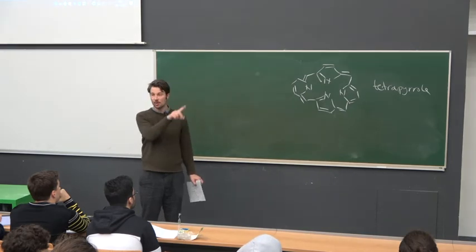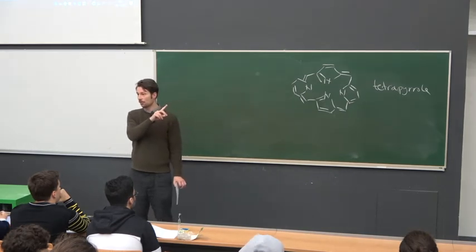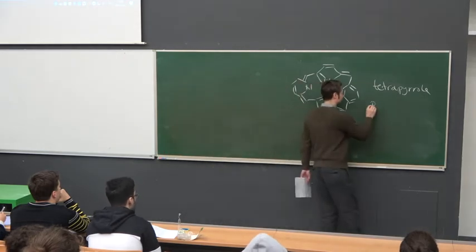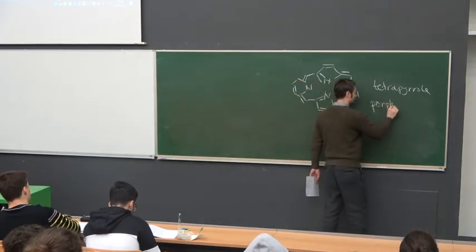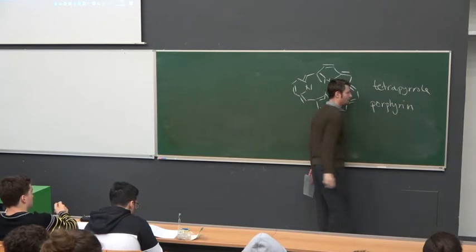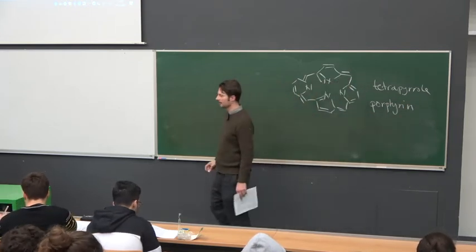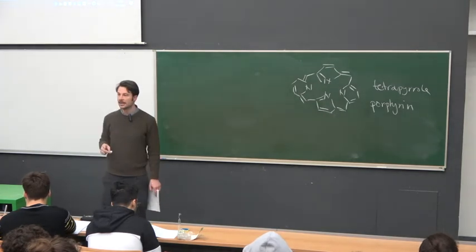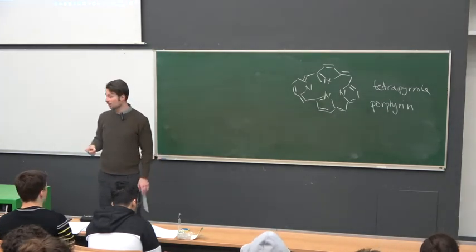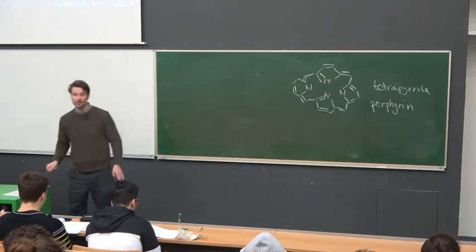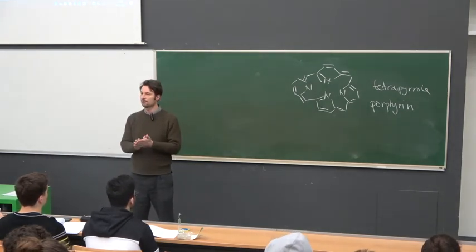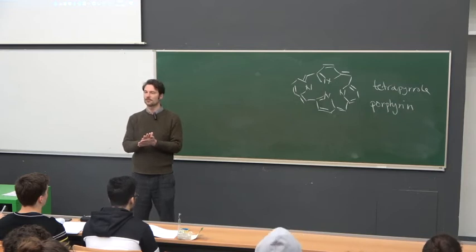So this whole ring, which is called porphyrin, a porphyrin ring, I'll explain it once again, what the relationship is between the terms, is an aromatic ring. So it's aromatic and it's very large. So what does it mean? What do aromatic compounds usually having? What kind of properties do they have?